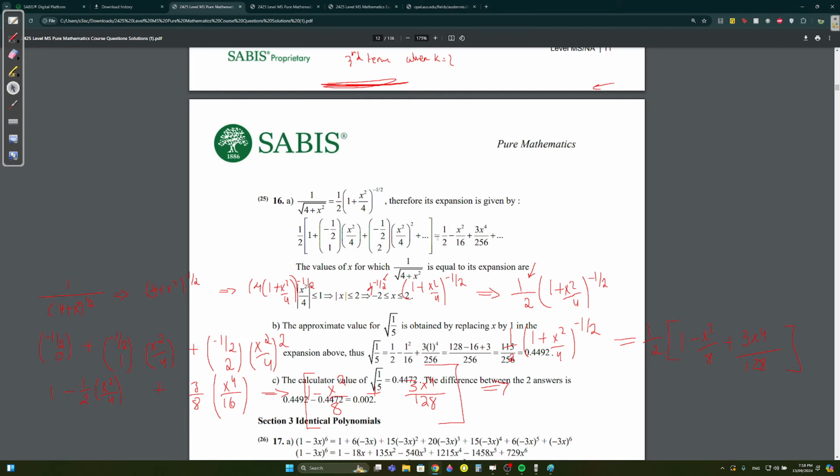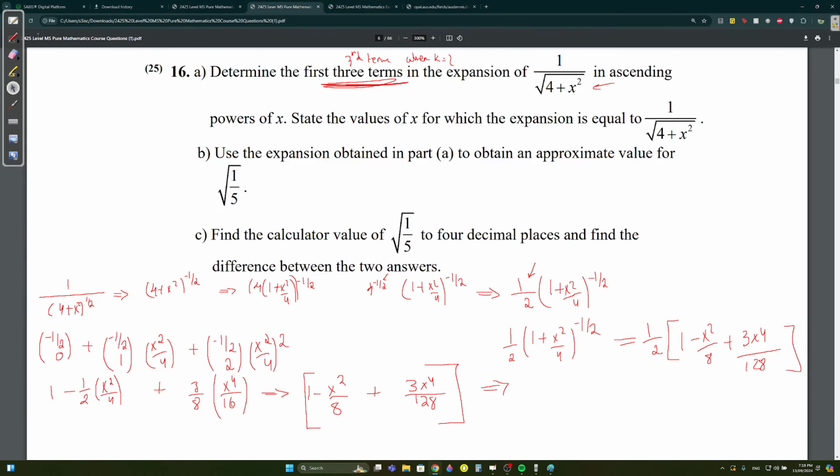1 over 2. They distributed. Yes. You're also supposed to distribute this inside. I should have distributed as well. Okay, it's going to be equal to 1 over 2 times 1 is 1 over 2. 1 over 2 times this is just multiplying the denominator by 2, and it's going to be 3x to the power 4 over 256.